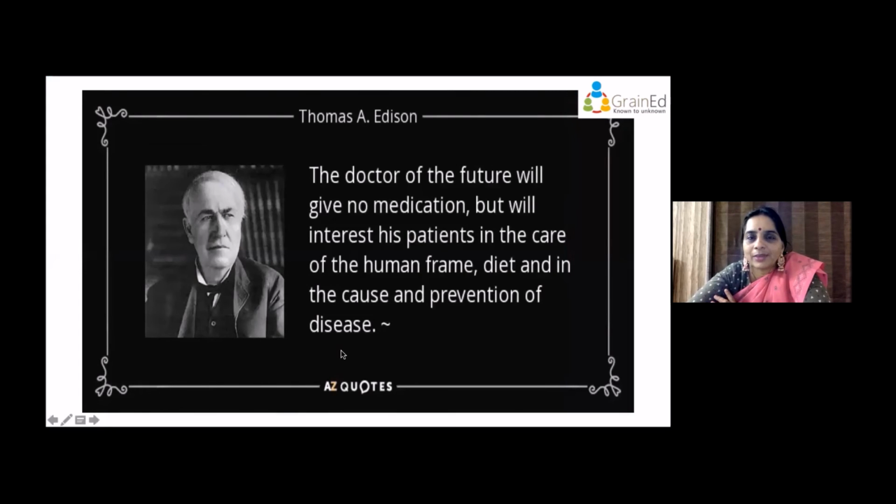And this is Thomas Edison. All of you know him. And he says, and I also think, that the doctor of the future will give no medication, but will entrust his patients to the care of the human frame, diet, and the cause and prevention of disease. We don't want anybody ill. We want all of you to remain sane, healthy, know about your body, be aware, and have healthy practices.